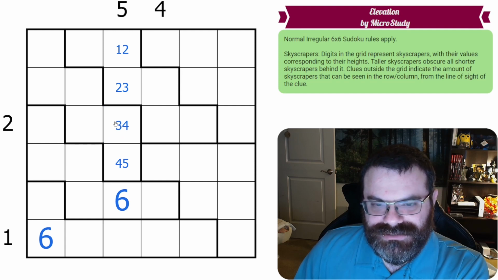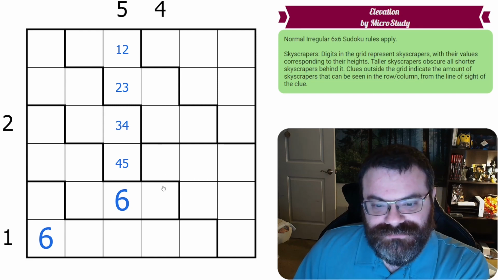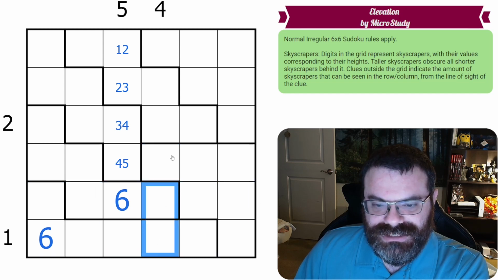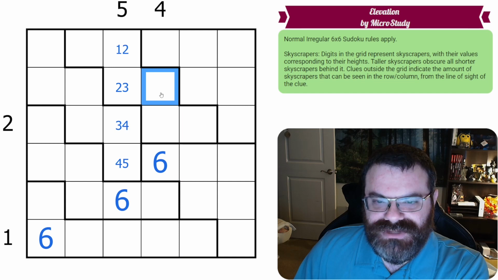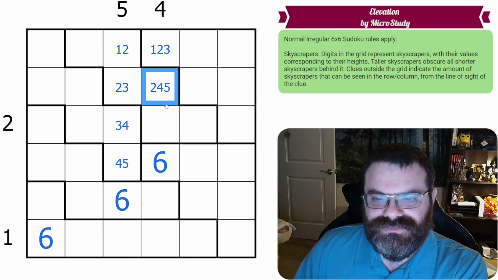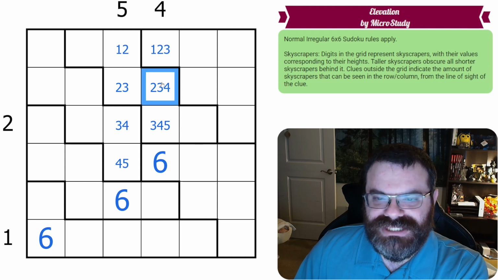All right. This 4 doesn't have as much. Actually, the 4 has the same deal because the 6s now can't be in these 2. So this has to be the 6. Otherwise, we'd have too few seen skyscrapers. And then these have to increase. So this is 1, 2, 3, 2, 3, 4. Oops, 2, 3, 4, and 3, 4, 5. If you think about it, like if this was a 5, you'd never see this one. So you'd only see 3.